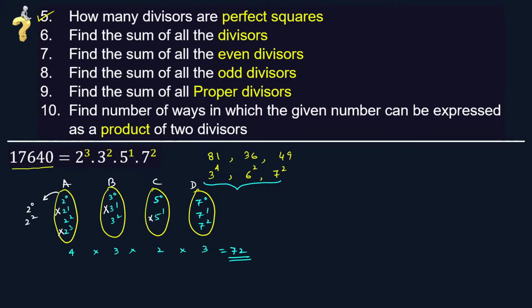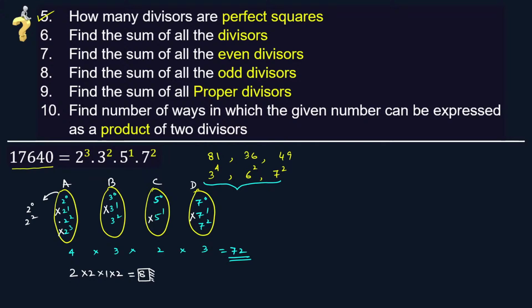Again, from here 5 to the power 1 is rejected. From here 7 to the power 1 is rejected. So now you observe carefully that from the first set we are getting 2 elements, either 2 to the power 0 or 2 square. From set B we are again getting 2 elements. From set C we are getting 1 element. And from set D again we are getting 2 elements. So the total is 8. Now 8 will be the total number of divisors which are perfect squares.